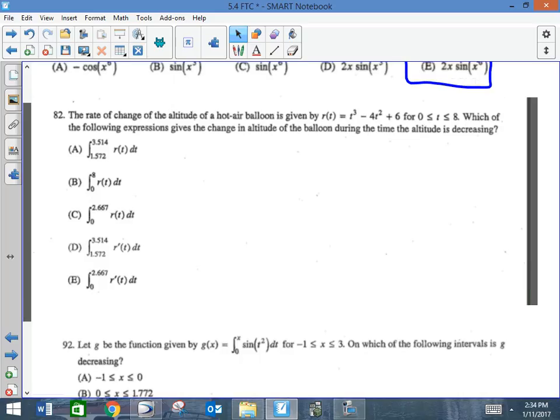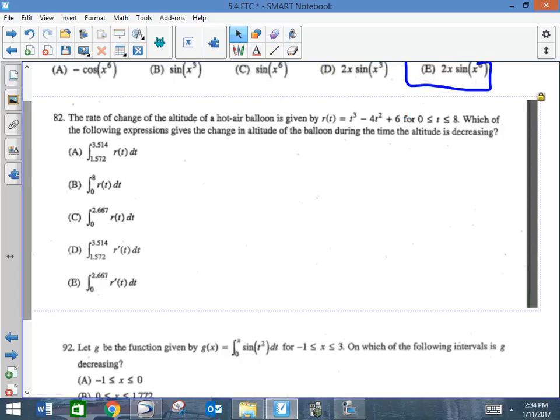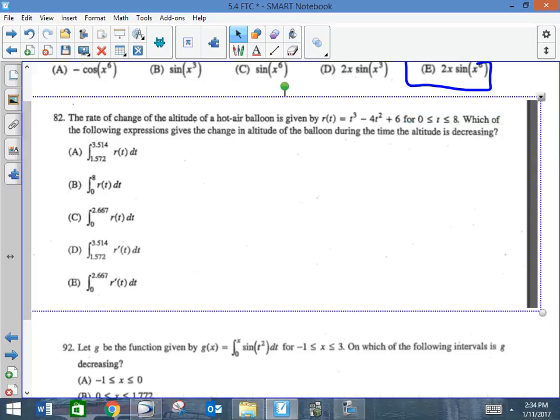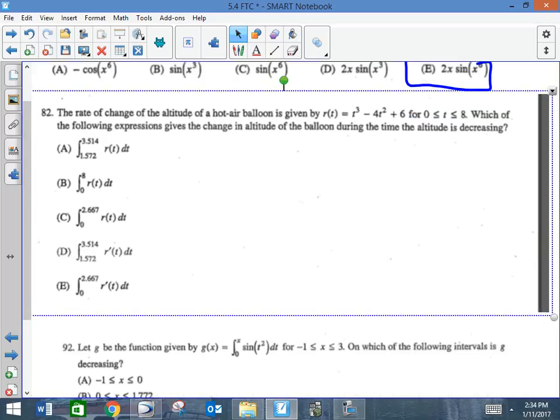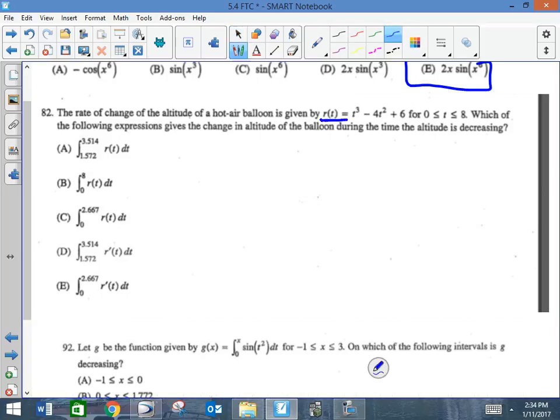Okay, let's try this. This one's kind of tricky. The rate of change of the altitude of a hot air balloon is given by R of t, for 0 to 8 seconds. Which of the following expressions, this would be non-calculator, gives the change in altitude, this is what we talked about today, of the balloon during the time the altitude is decreasing.